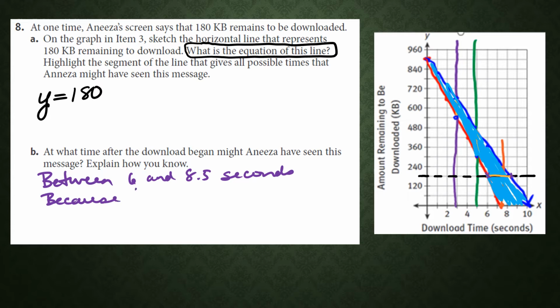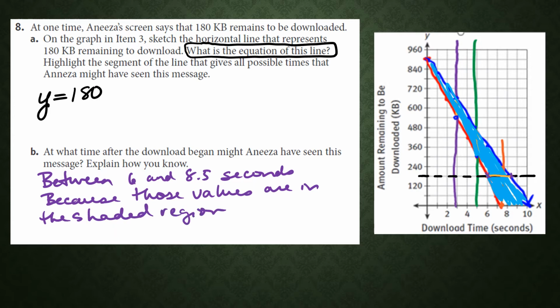because those values are in the shaded region between my two possible lines when the file had 180 kilobytes remaining. Trying to use the right measurements here.